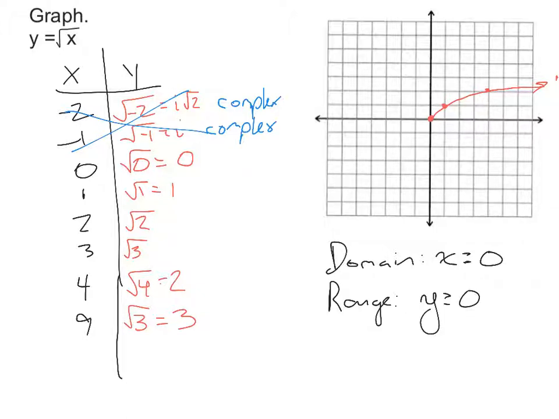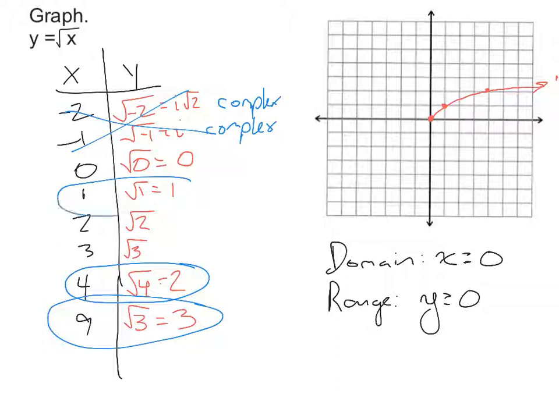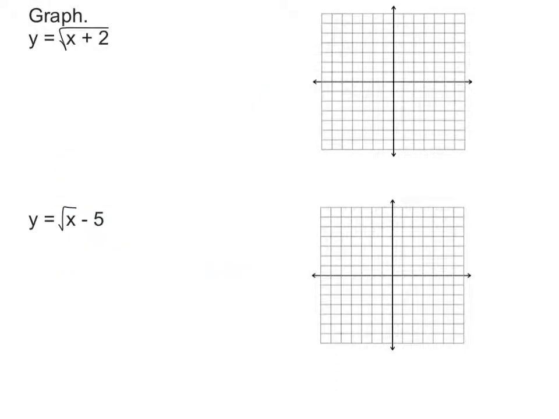Now to make this a little nicer on ourselves, what I did was found numbers that ended up giving me perfect squares underneath that radical. So here I have 2 more square root functions to graph. My first one is y equals the square root of x plus 2. So let's go ahead and make our xy chart. So we need the number underneath the radical, x plus 2, to be greater than or equal to 0 so that I know that when I take the square root of that number, it's not going to be negative.